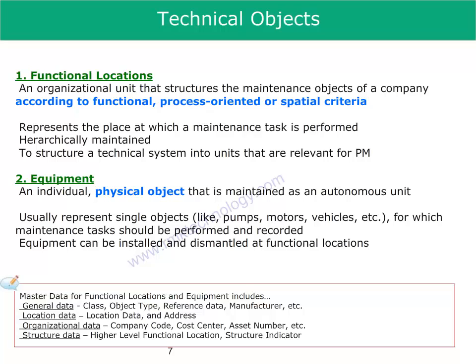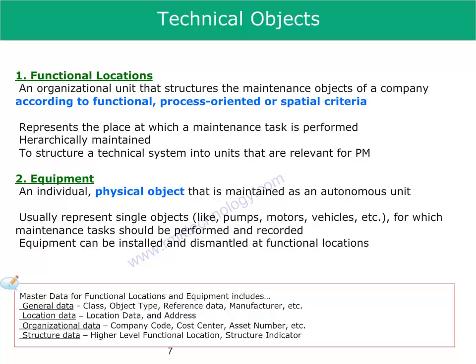Perform individual maintenance tasks for the object. Keep a record of the maintenance tasks performed for the object. Collect and evaluate data over a long period of time for the object. Equipment definition is given below. A piece of equipment is an individual object that is to be maintained independently.